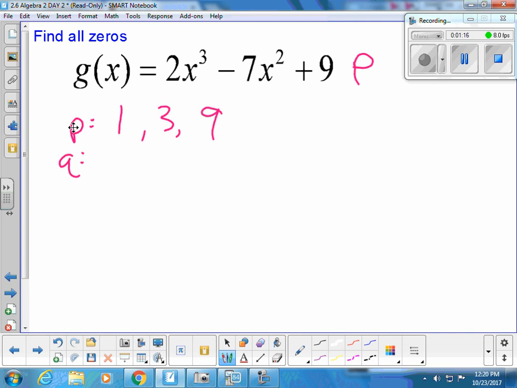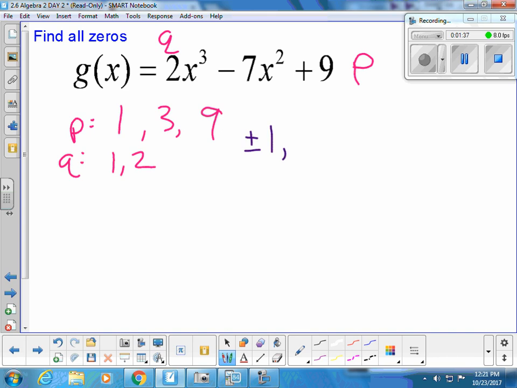Who wants to try to make a Q list? And this is where this lesson becomes different than Friday. Friday, our Qs were always 1s. Today, they're going to be more Qs. Megan? 1, 2. Yep. All right, we get to make our list of all positive or negative P over Q values. Could be not super long, but medium length.